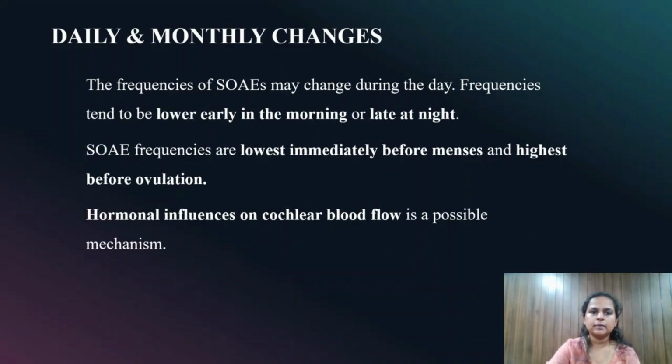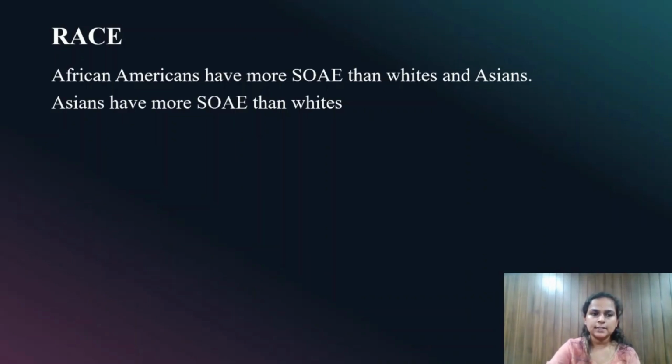Daily and monthly changes. The frequencies of SOEs may change during the day, and the frequencies tend to be lower early in the morning or late at night. SOE frequencies are lowest immediately before menses and highest before ovulation. Hormonal influences on cochlear blood flow are a possible mechanism. Race: African Americans have more SOE than whites, and Asians have more SOE than whites.